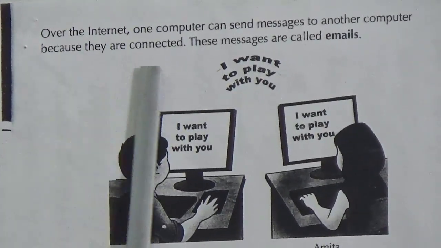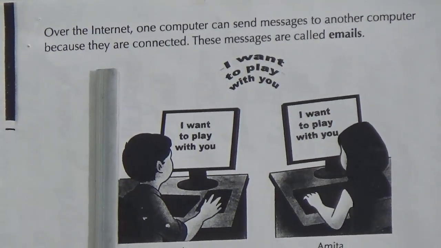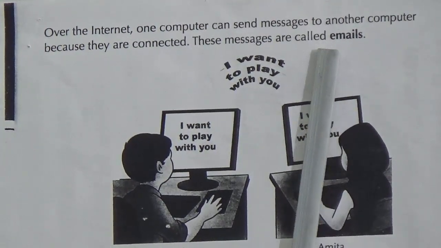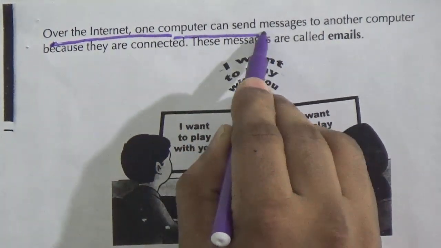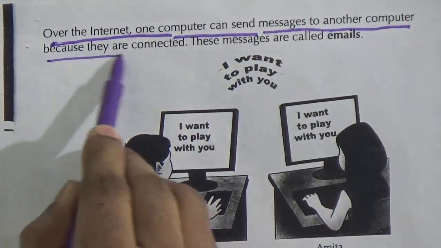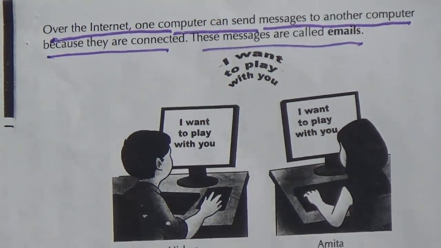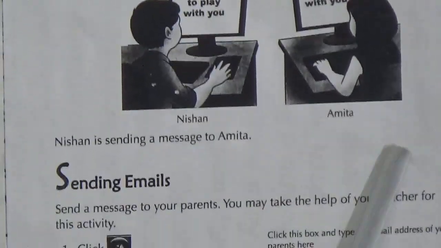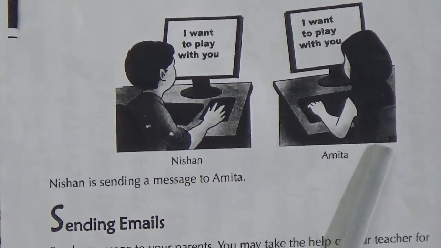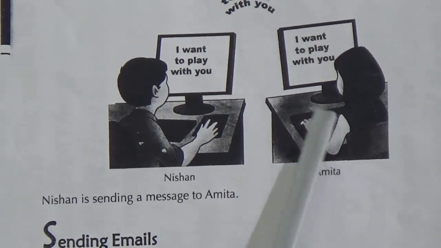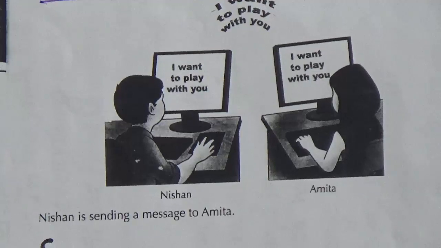Over the internet, one computer can send messages to another computer because they are connected. These messages are called emails. So this line is very important. Over the internet, one computer can send messages to another computer because they are connected, and these messages are called emails. Look, Nishan is sending a message to Amita. Nishan is sending a message, I want to play with you. And Amita is also sending a message, I want to play with you. Okay. So next one, sending emails.